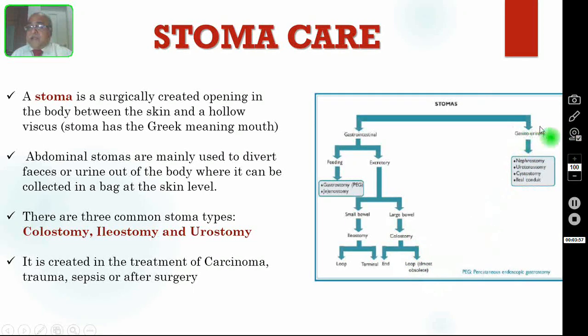Coming to the genitourinary stomas, from the kidney it is nephrostomy. If you are making an opening to the ureter, ureterostomy. If you are opening the bladder to the exterior, that is cystostomy or vesicostomy. Or if you are using a conduit after removing the urinary bladder for bladder cancer, you have to implant both the ureters in a segment of ileum, and this is called an ileal conduit.